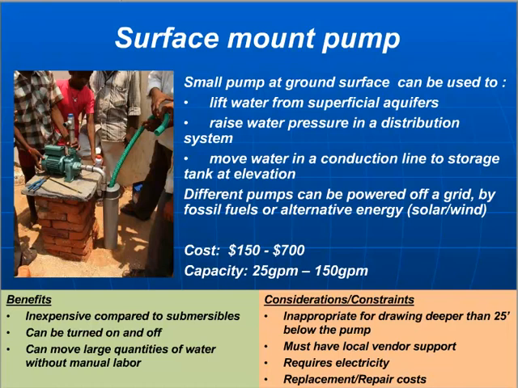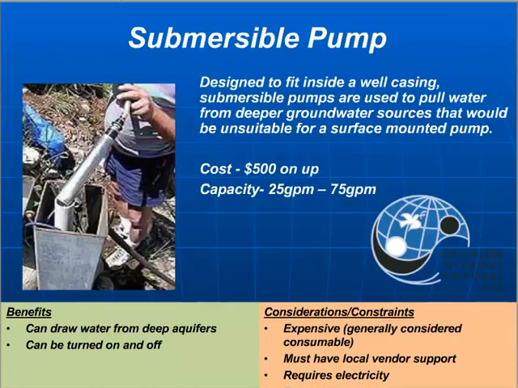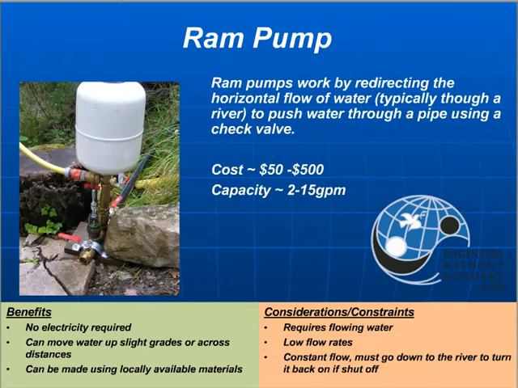It can raise water pressure in a distribution system, move water in a conduction line to a storage tank at a higher elevation. And this can be powered with some sort of generator or being connected to the grid or some other alternative energy source. The cost may be a little bit more expensive than some hand pumps, but not as expensive as submersible pumps, and it has its own limits with depth and appropriate uses. And again, it's going to come down to what's available locally and what does the community have the capacity to maintain. Submersible pump, it's also an electric pump, but it's one that you actually put down into the well. It's usually a little bit more expensive, but you can draw water from a deeper depth.